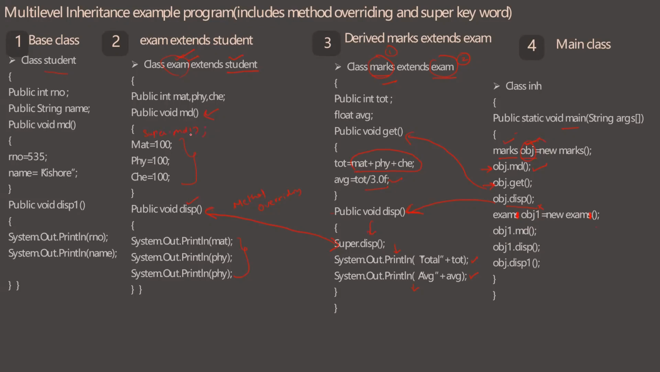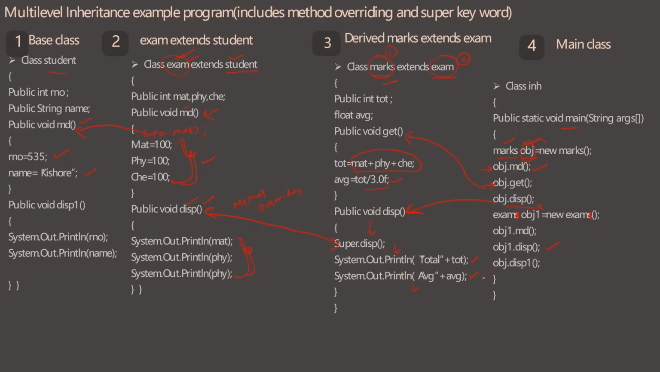When you write super.md, you're calling the same method that exists in both the base class and the derived class, which is method overriding. When you say super.md, the cursor comes to this point and assigns roll number as well as name. Again, it initializes three values. Now when I say obj1.display, it is the display method, which prints all these three values.